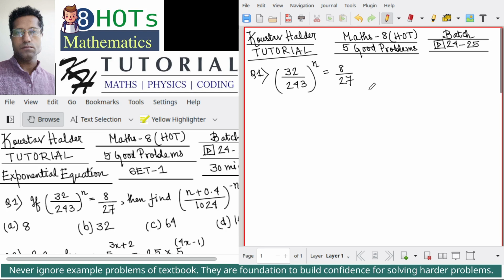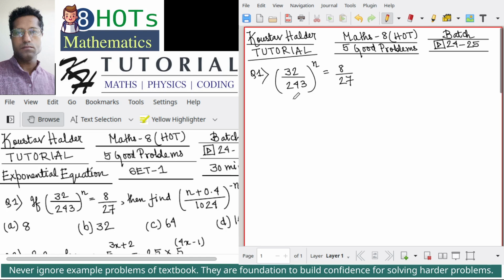Now, to solve this kind of exponential equation, the idea is that either we have both the bases equal, then we can equate the powers, or if we have the powers the same, then we can equate the bases. As and when I solve, I will try to explain the concept applied in solving the problem so that you can take note of them.